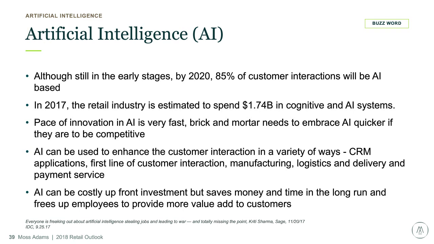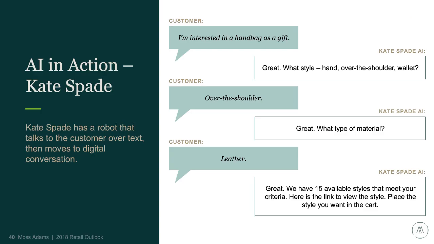One of the examples of this is something that Spade is doing. There was a gentleman who was going to buy a bag for his wife for an anniversary and started on his phone and texted to Spade, I'm interested in a handbag as a gift. And AI responded with, great, what style: hand, over the shoulder, clutch, wallet? He responds, over the shoulder. Great, what type of material? He responds, leather. Great, we have 15 available styles that meet your criteria. Here's a link to the style, and place the style that you want in the cart.